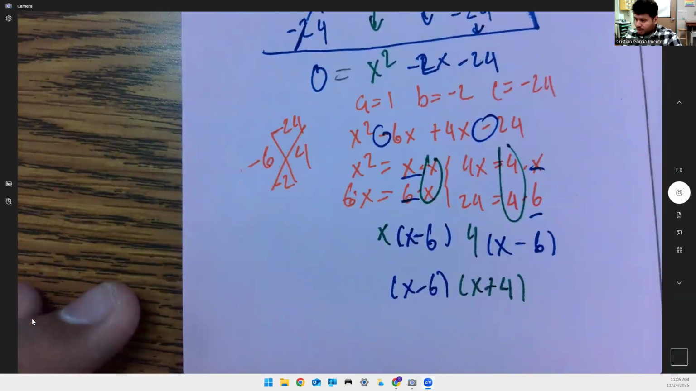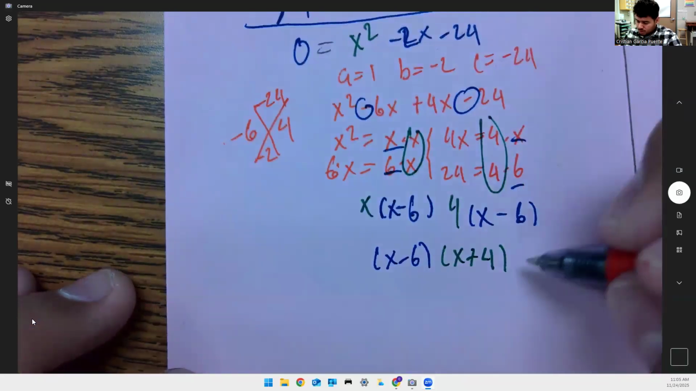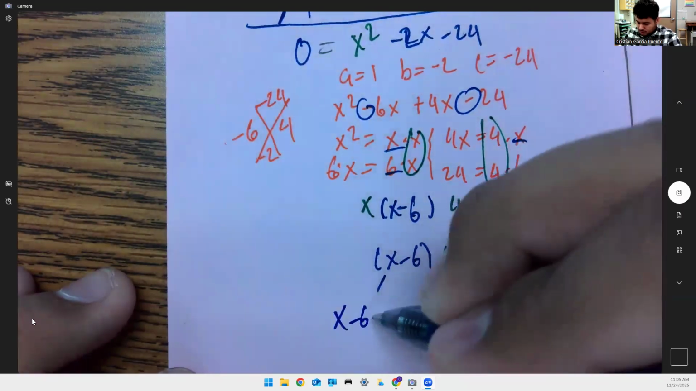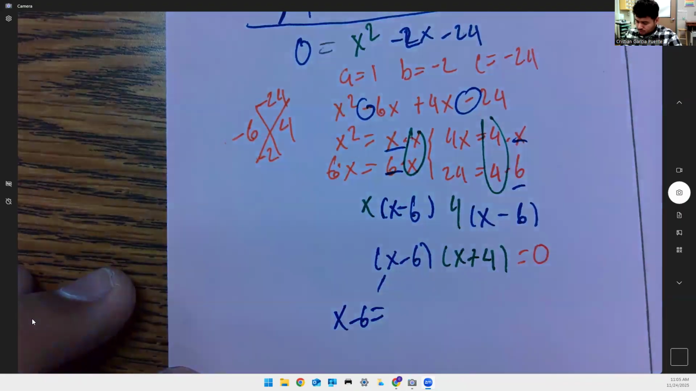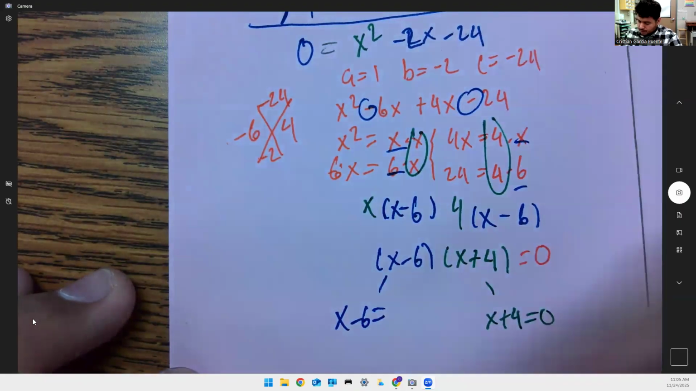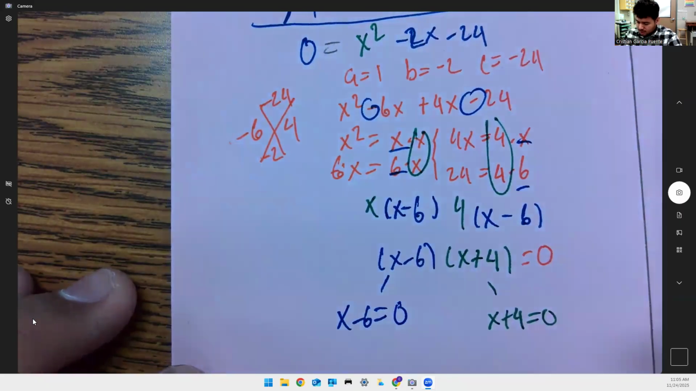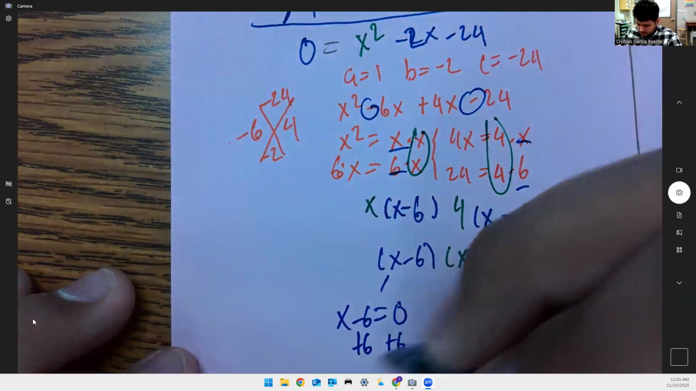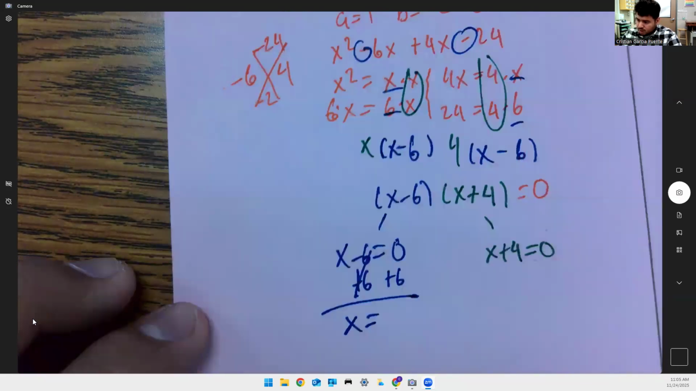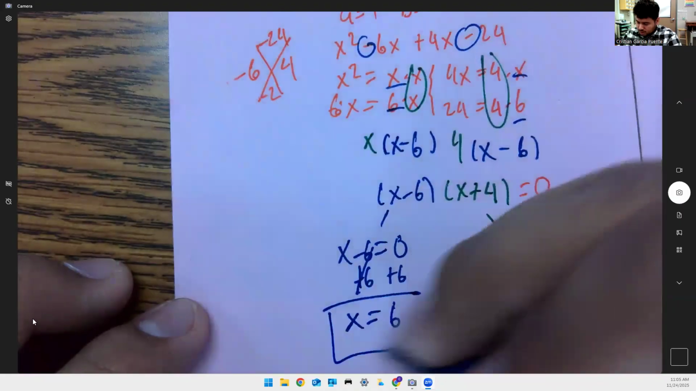So now we make that equal to 0 and solve for x. So x minus 6 is equal to 0, and x plus 4 is equal to 0. So how do I get rid of this negative 6? You add 6 on both sides. So 0 plus 6, that's just going to be 6. So x is equal to 6.